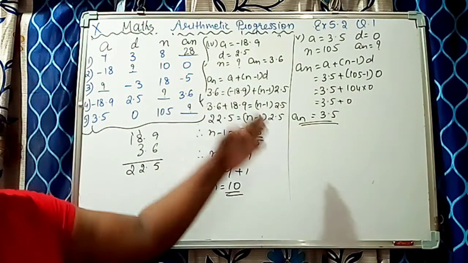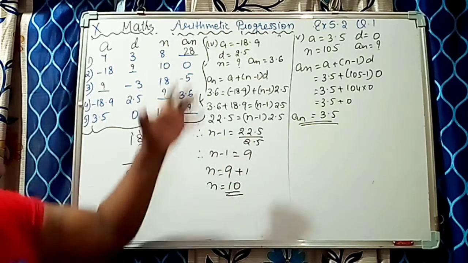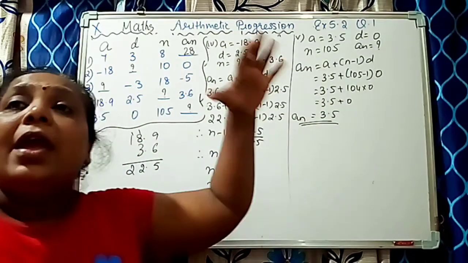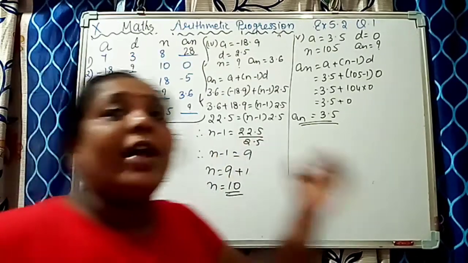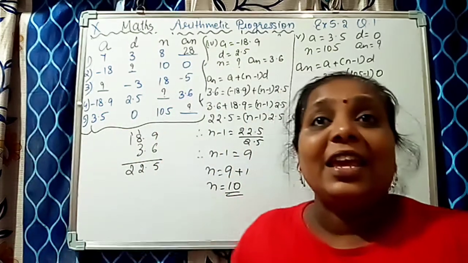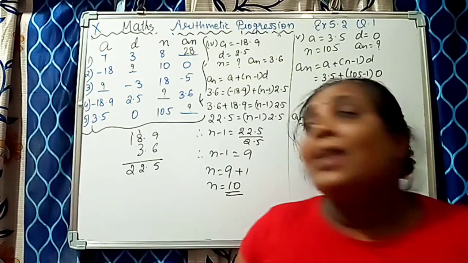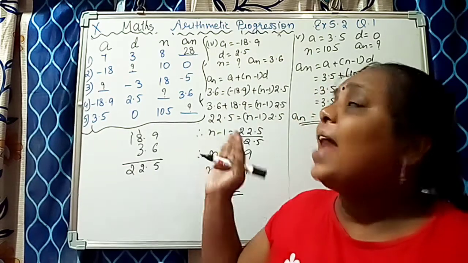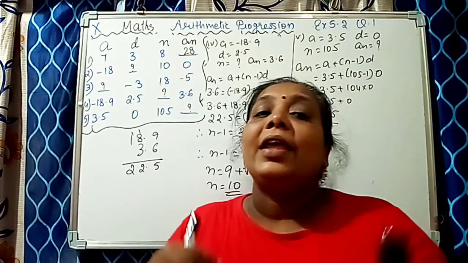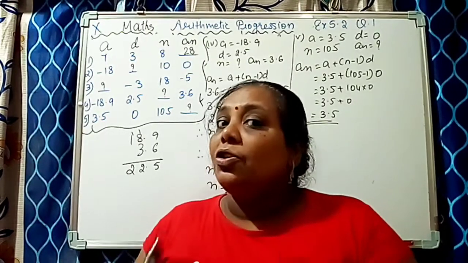Okay, understood these sums? Very easily I have explained to you in the different ways. First we have to find A, then D, then N and then AN. So this way I have explained how to find each term. Okay, so you got it?